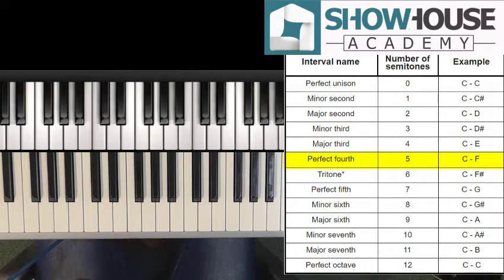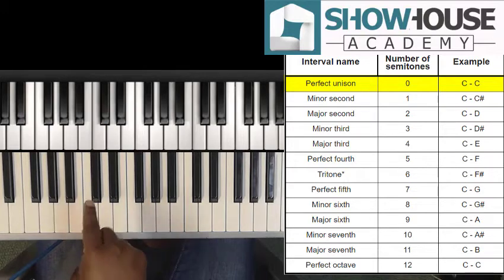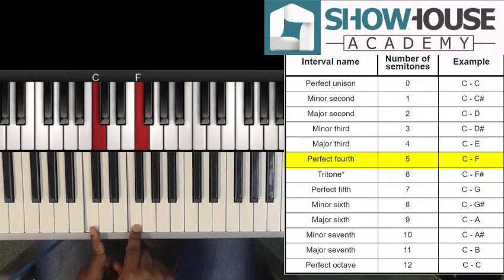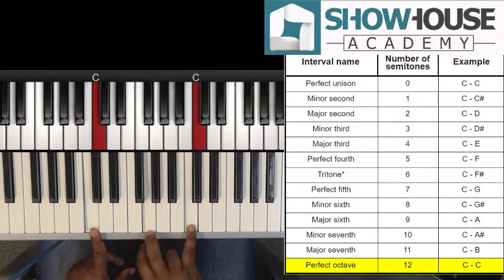And then this one, where there's no movement, we call a unison. So 5 semitones is a perfect fourth, 7 semitones is a perfect fifth, and 12 semitones is an octave.